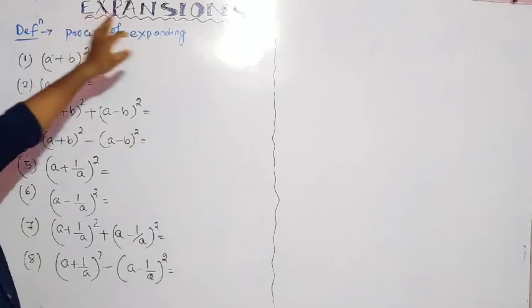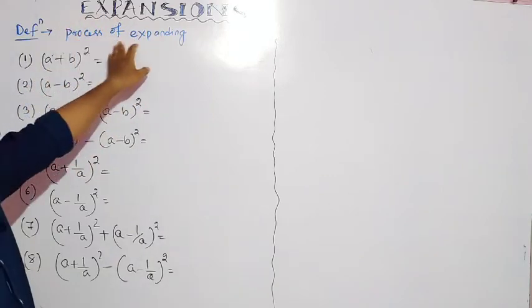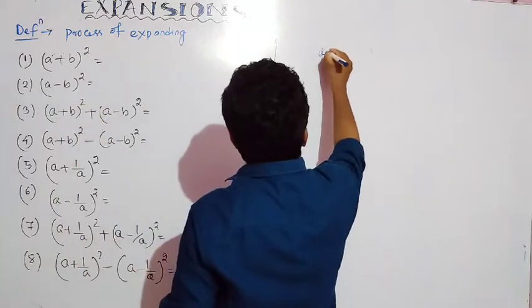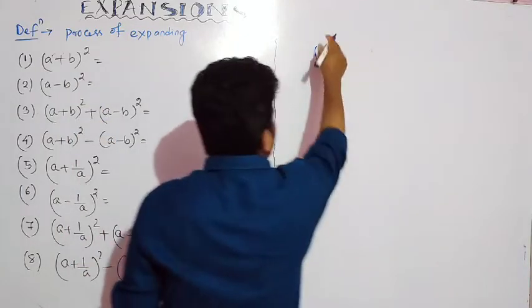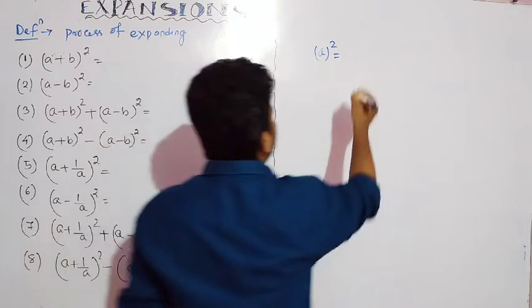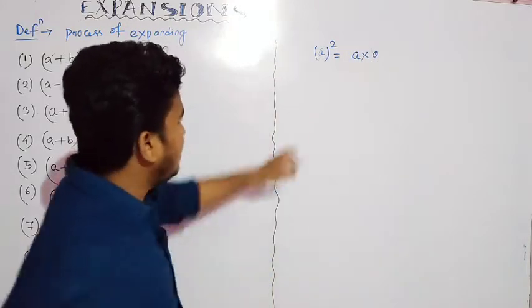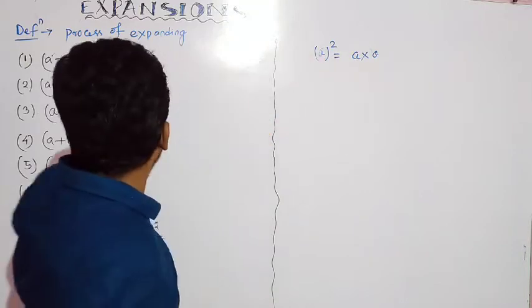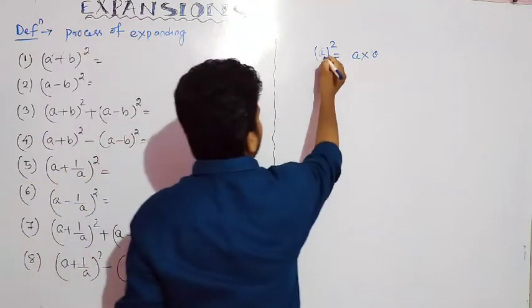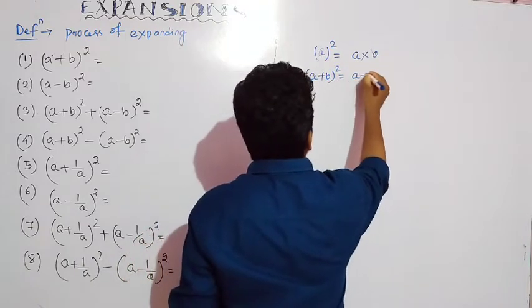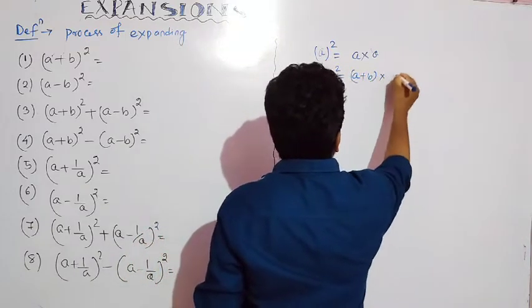What is the definition of expansion? Expansion means the process of expanding. Like if we expand a whole square, we can write a into a. Yes or no? Similarly, in the place of a, if I take a plus b, so a plus b whole square equals what? We can write a plus b into a plus b.